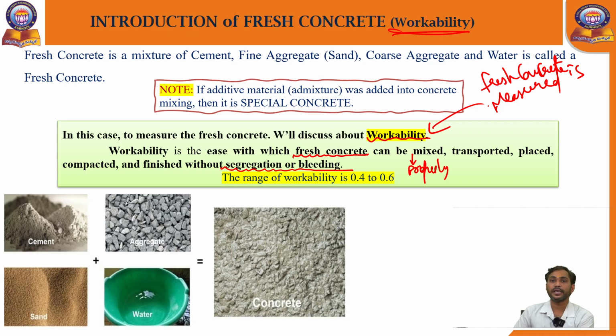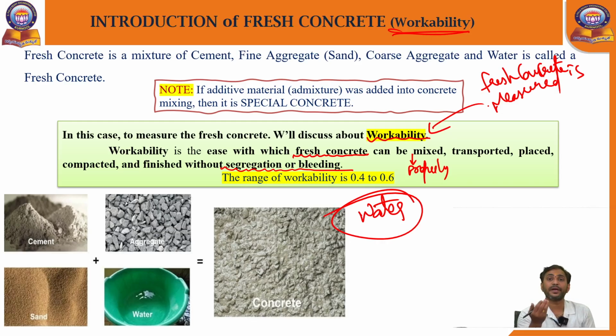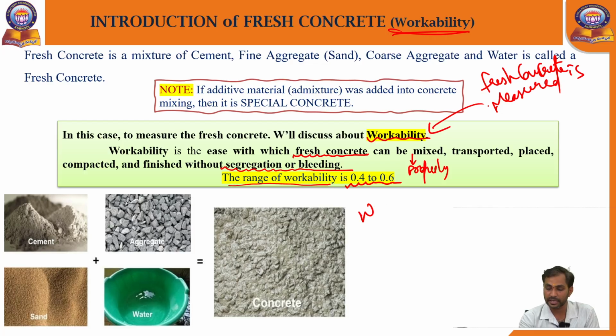The range of workability depends on the water content taken. If you take less water, you get one type of workable concrete. If you take more water, you get another type of workable concrete. Whatever ingredients you take, water is very important. How much water we take depends on the water cement ratio. The workability of fresh concrete depends on the water cement ratio. The range is between 0.4 and 0.6, for example 0.4, 0.5, 0.6.